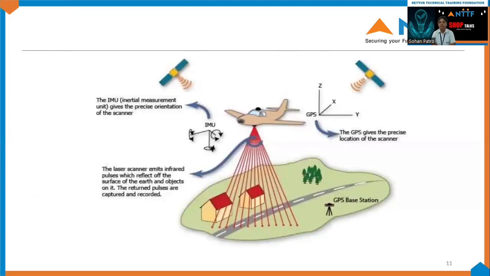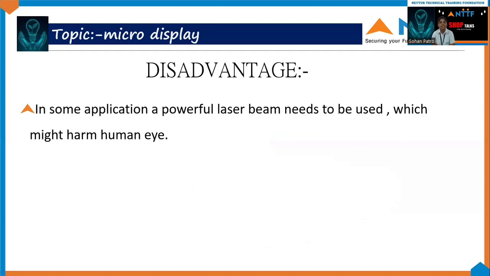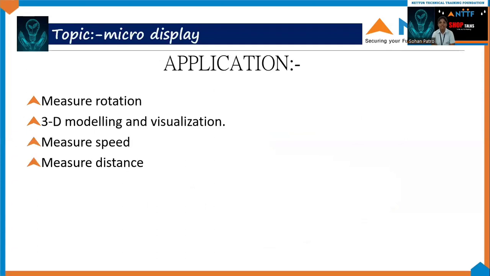Then this is the graphical view of how the LiDAR system works. Then advantages: high accuracy, high data density, fast processing, and minimum human dependence. Disadvantages: in some applications, a powerful laser beam needs to be used, which might harm the eyes. Then applications: measure rotation, measure speed, measure distance, 3D modeling, and visualization.